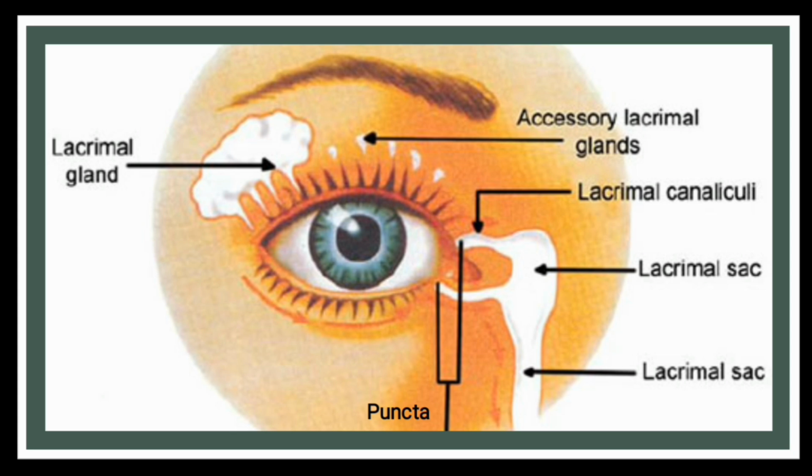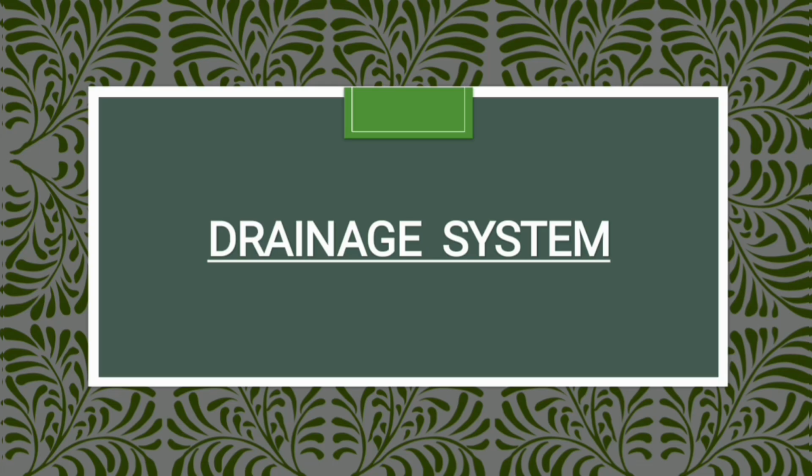Okay, so over here we have said that near the tarsal plate is the gland of Krause, and at the fornix is the accessory lacrimal gland. Accessory lacrimal glands are found in the conjunctiva, basically in the palpebral conjunctiva, right? So now we have discussed all about the secretory system. We are going to discuss the drainage system now.